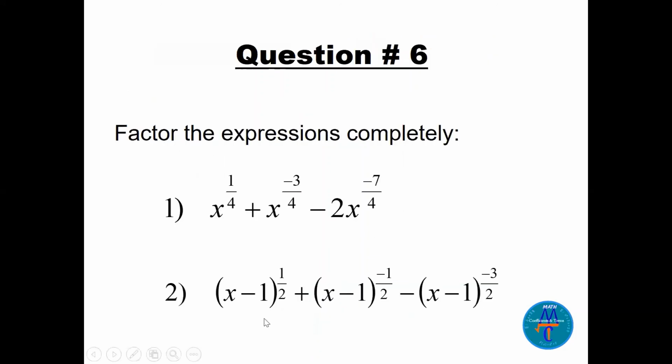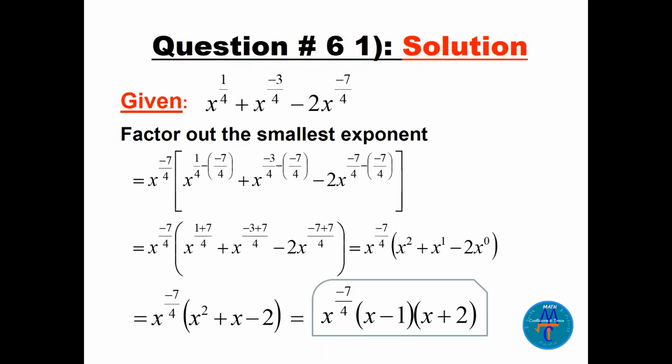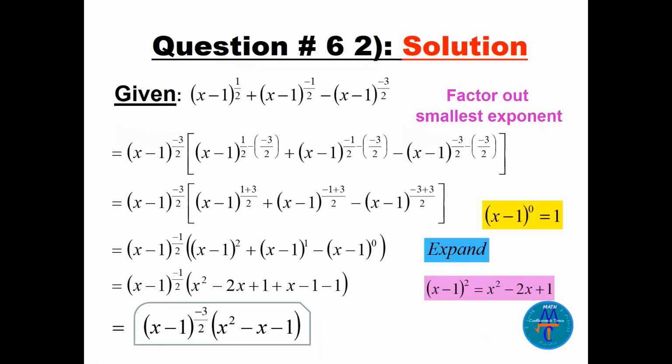You can try the second one here. It's a little more difficult. Look at the powers: half, minus half, minus 3 over 2. Take the smallest power and see what will happen inside the bracket. If you are ready, we can go. Yes, let's see. Factor out the smallest. Now, the smallest is x minus 1 to the power minus 3 over 2.